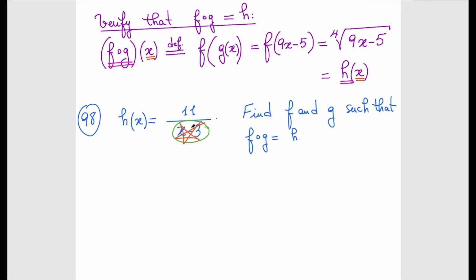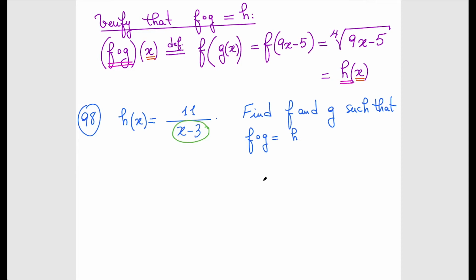So I can think about this guy here as g of x, and then the 11 over the input is the f function. I can think about it this way. Again, there are many functions that do this job. Don't think about my choices as the choices. There are many ones. I'll explain this when I finish the current choice.